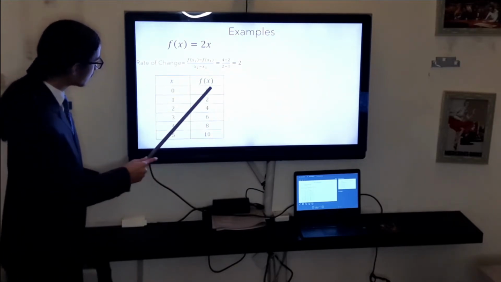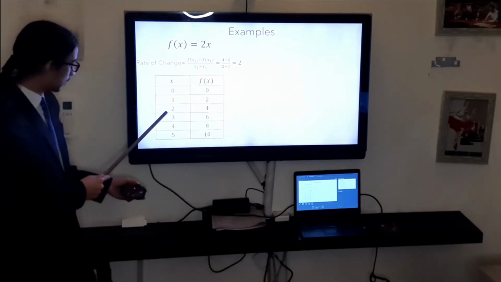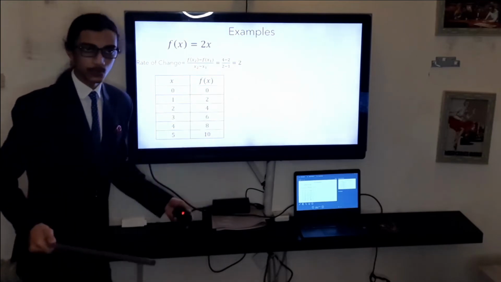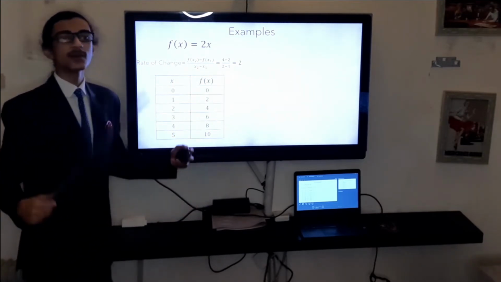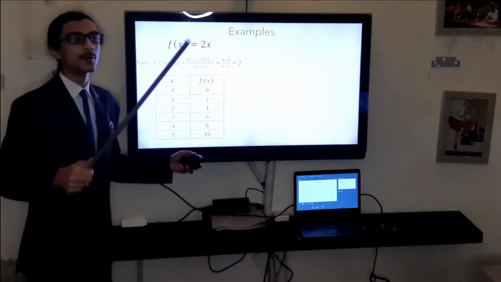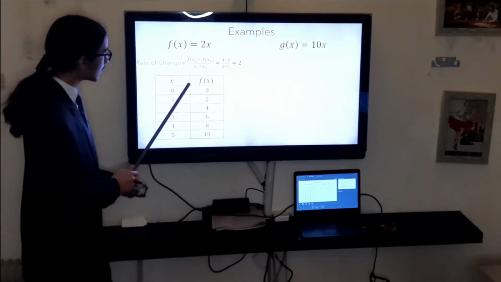As I increase x by 1, f of x increases by 2. 3 to 4, 6 to 8, right? Every time I increase x by 1, f of x increases by 2. And this number 2 is giving us a good way of quantitatively measuring how fast this function is growing by saying how much f of x is increasing per unit increase in x.